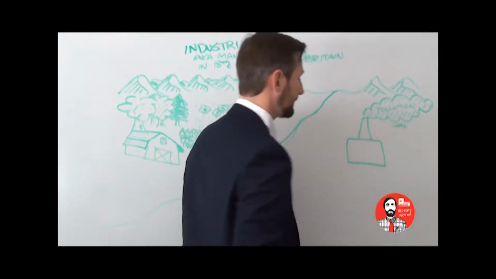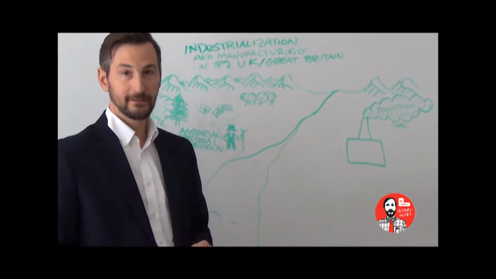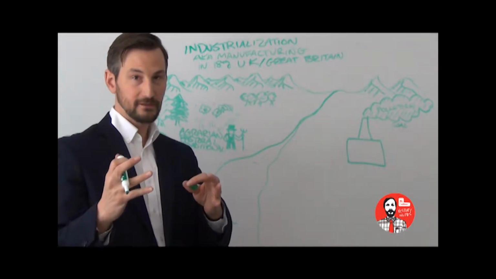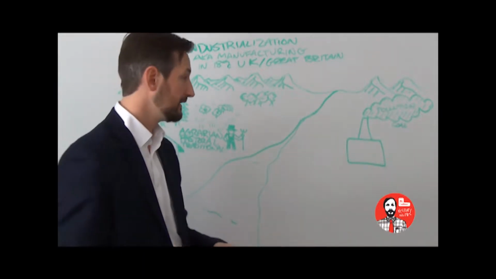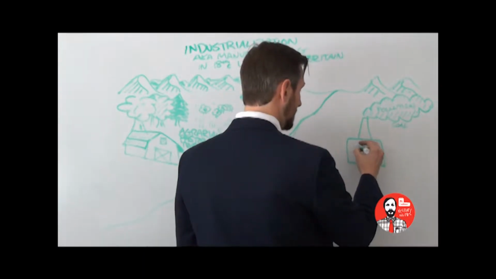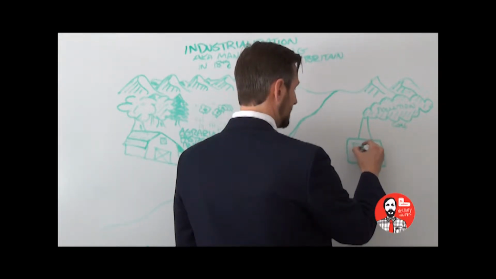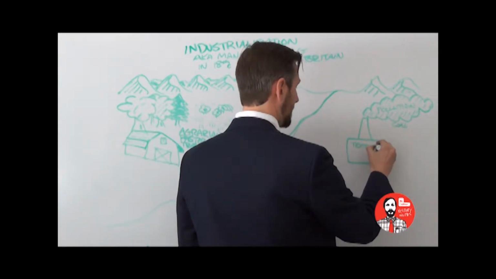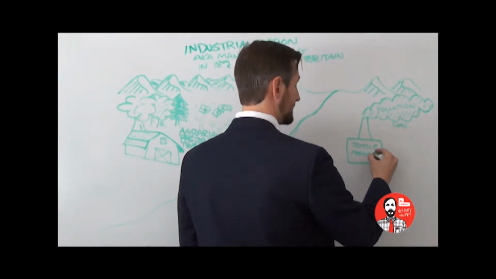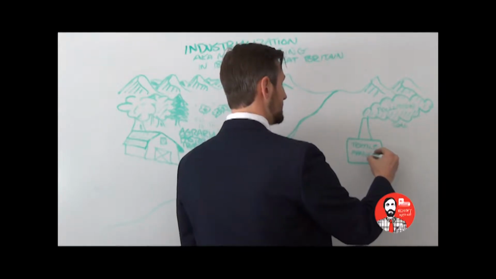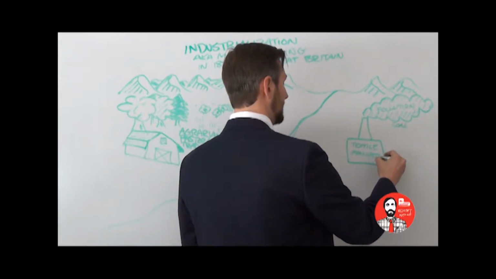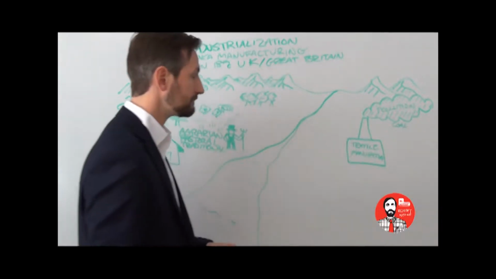This is a manufacturing plant that makes the very first manufactured products called textiles. So we're going to call this the textile manufactory. That's what they used to call factories, because they manufactured things. So it's a manufactory, and it makes textiles.